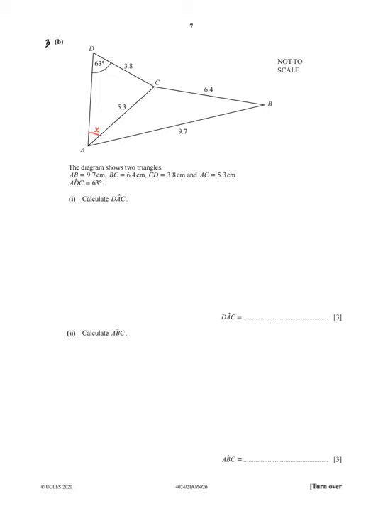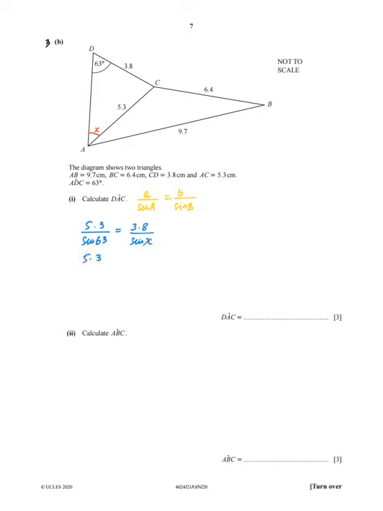The law of sines indicates that a divided by sine A equals b divided by sine B. That is your law of sines, and we are going to apply the same working formula. So it's 5.3 against the angle sine 63 equals 3.8 against the angle X, which we are looking for.